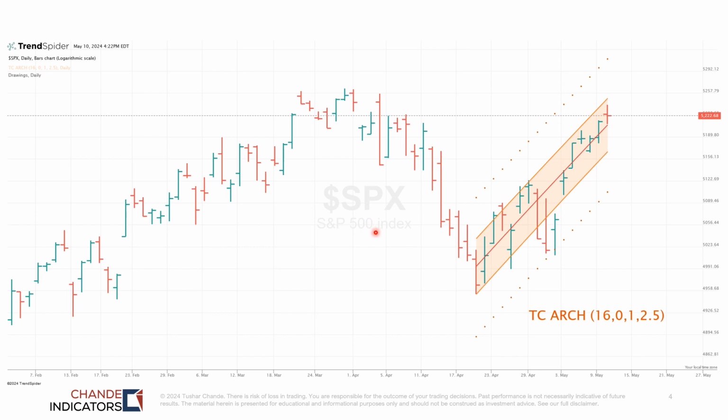Daily data for the S&P 500, we are plotting the adaptive regression channel with a 16-day look back. Zero means it all the way to the last bar, plus or minus 1 sigma bands and plus or minus 2.5 sigma bands. So a clearly defined uptrend. We got support at the lower band. Now we have resistance at the upper band around 5,300.